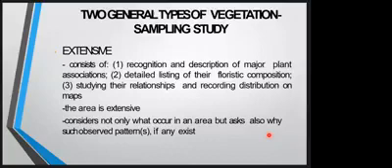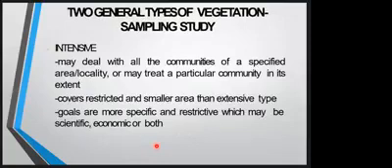So that is the extensive type. The area is extensive and it considers not only what occurs in an area, but also why such observed patterns, if any, exist. So another type of vegetation sampling study is the intensive, which may deal with all the communities of a specified area or locality, or may treat a particular community in its extent. It also covers a restricted and smaller area than the extensive type, and the goals are more specific and restrictive, which may be scientific, economic, or both.